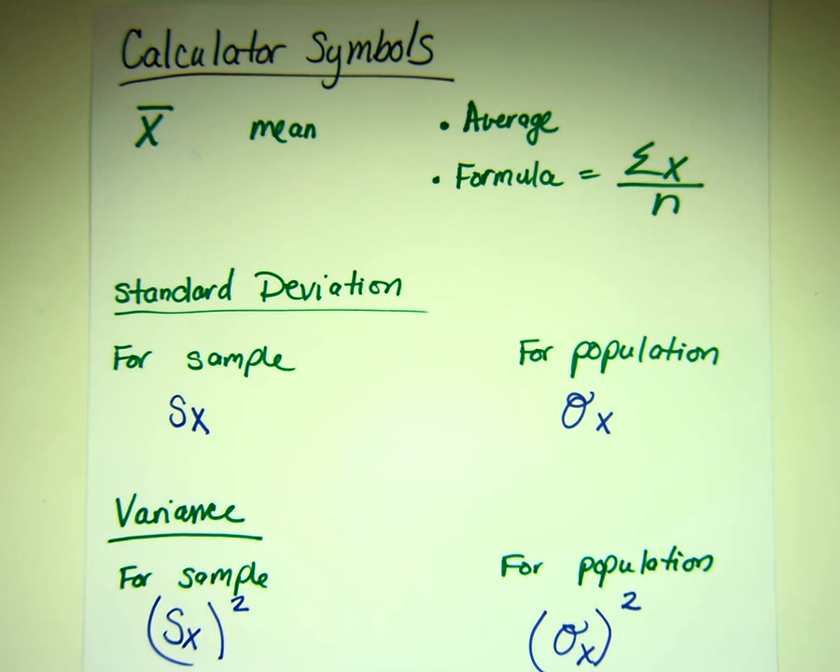Your mean would be represented by your x bar. Your standard deviation, there's going to be 2 possible outcomes for that. You're going to have your Sx, then you have your σx. Your Sx is going to be used only when it's asking for a sample. When you're using your σx, it's asking for a population.